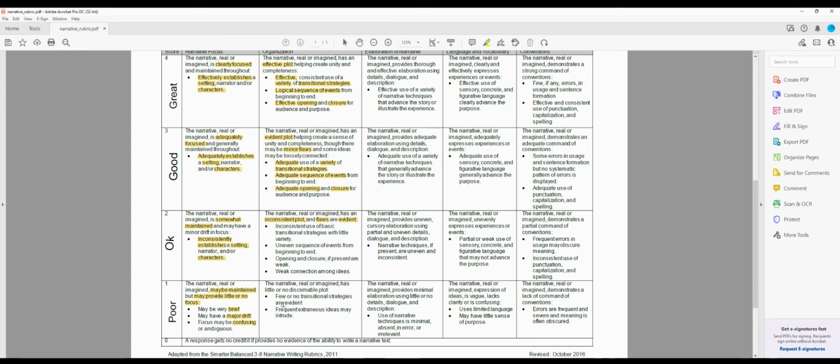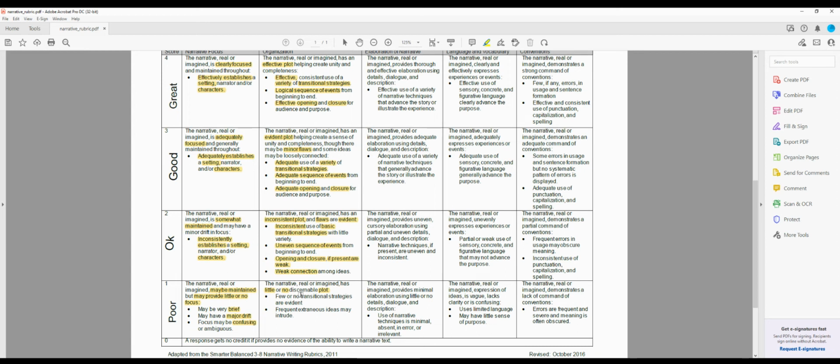The narrative, real or imagined, has little or no discernible plot. I don't know what the beginning, middle, end is. I forgot to go back to it too. I'm sorry. Inconsistent use of basic transitional strategies with little variety. Uneven sequence of events. Opening and closure, if present, that means if you have it, they're weak. We need to use some strategies for that. And a weak connection among the ideas.